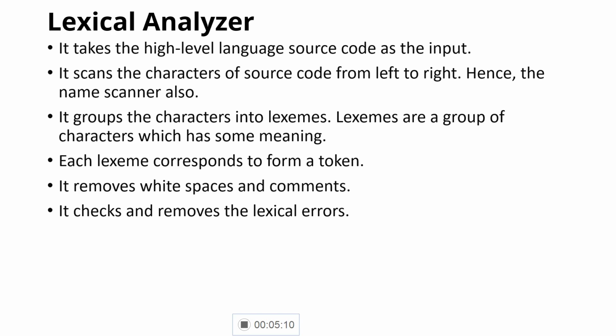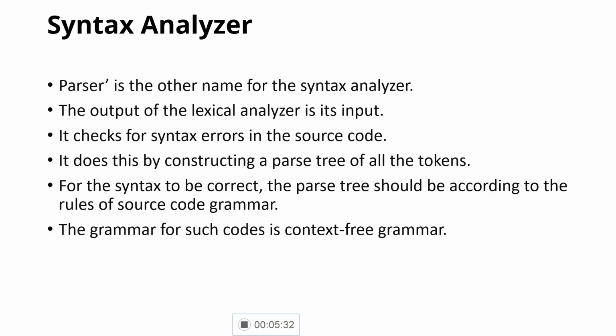Under lexical analyzer, there are 5 kinds of tokens available. The 5 kinds of tokens are keywords, identifiers, symbols, operators, and constants. All kinds of lexemes will fall into one of the tokens. The lexical analyzer is also going to check for lexical errors, and the output of the lexical analyzer is going to be the tokens.